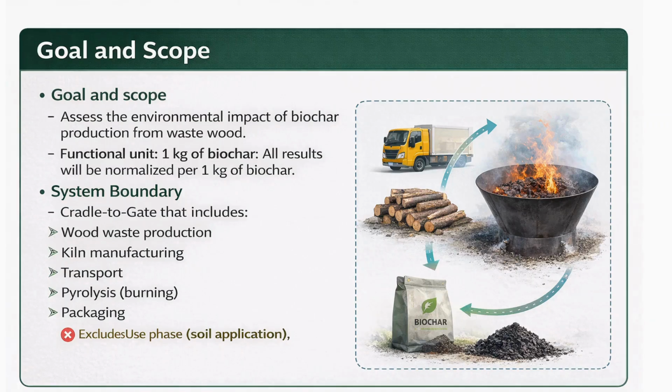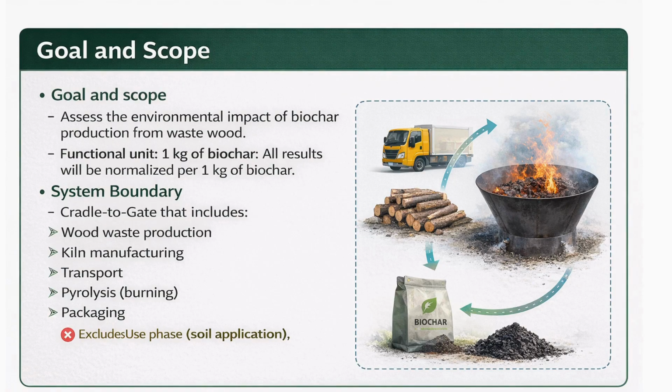Starting with goal and scope. The goal of this LCA study is to assess the environmental impact of biochar production from waste wood. And we have considered 1 kg of biochar as the functional unit. That means whatever the activities, scenarios, and material inventory are used here, that is applicable for the production of 1 kg of biochar. At the same time, whatever result we will be analyzing will also be normalized per kg of biochar. That is the functional unit, and this is the simple meaning of functional unit here.